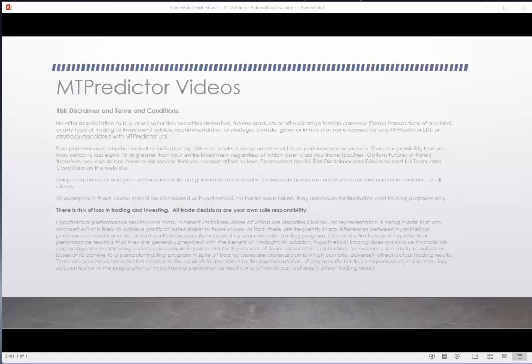Right, but first we need to look at our risk disclaimer and remind you that all examples in these videos should be considered as hypothetical. No trades were taken, they're just shown for illustration and trading purposes only. Remind you there's a risk of loss in trading and investing. Put another way, all professional traders know and understand, but more importantly accept, that losses can and do unfold. That's an important point in any trading. There always will be losing trades. All trade decisions are your own sole responsibility.